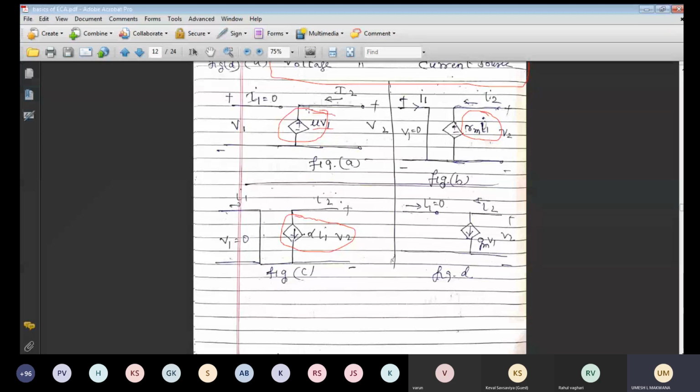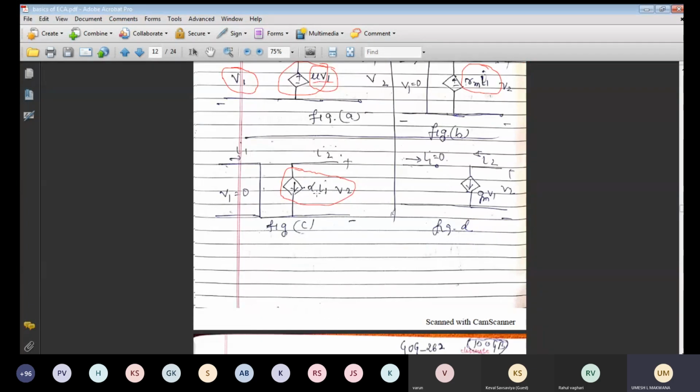Now suppose this is the equation, known as mu V1. Mu V1 means it depends upon voltage, and Rm is the factor, a constant value. Now this I1 is known as a current dependent voltage source, because it depends upon this current. This source depends upon this current, and this source depends upon this voltage, meaning as this voltage changes, this voltage also changes.